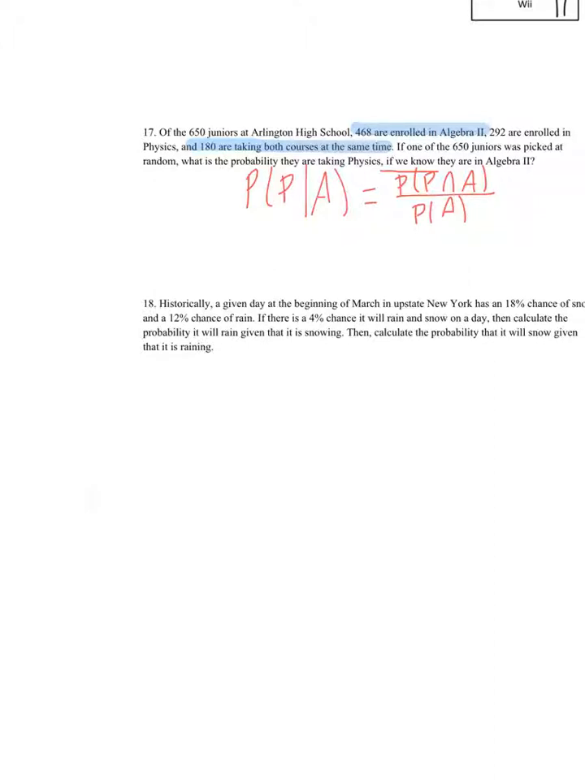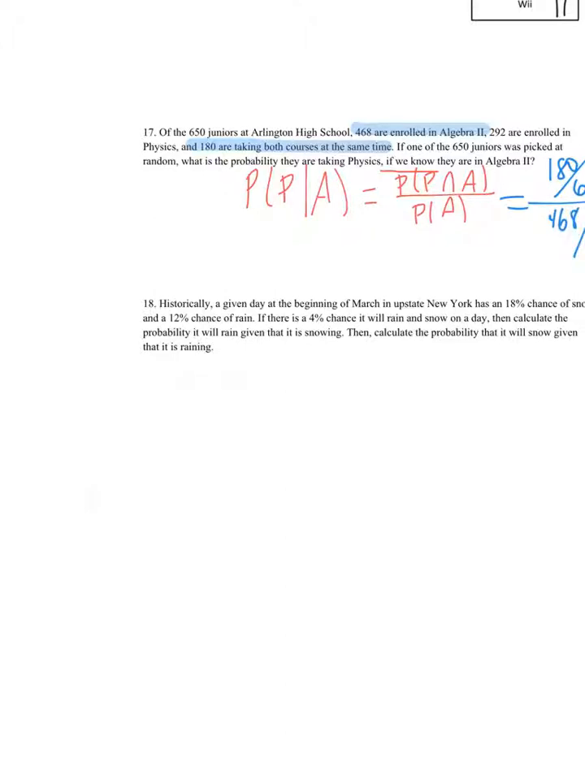So again, remember, it's the probability of it. It's not just how many. So the probability that they are taking both is 180 out of 650. Remember, probability cannot be more than 1. And then the probability that they're in Algebra 2 would be 468 people out of the 650.